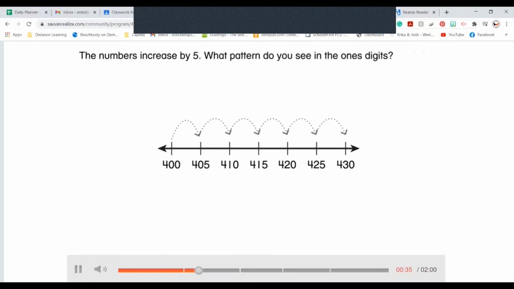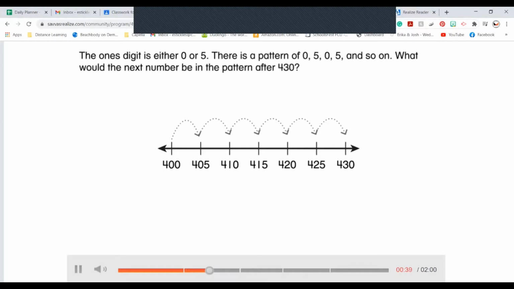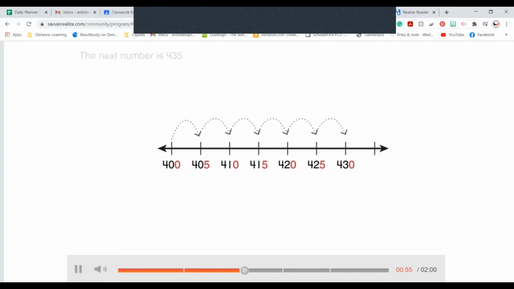What pattern do you see in the ones digits? Going from 0 to 5, 0 to 5. The ones digit is either 0 or 5. There is a pattern of 0, 5, 0, 5, and so on. What would the next number be in the pattern after 430? Well, we have to add 5 more, so 435. The next number is 435.